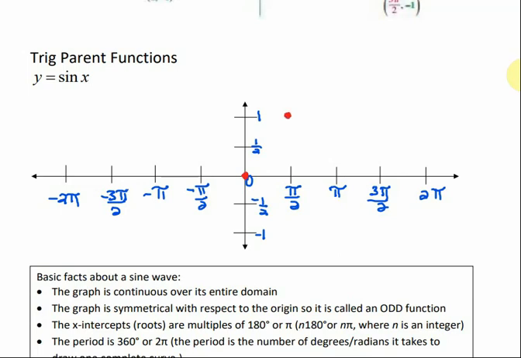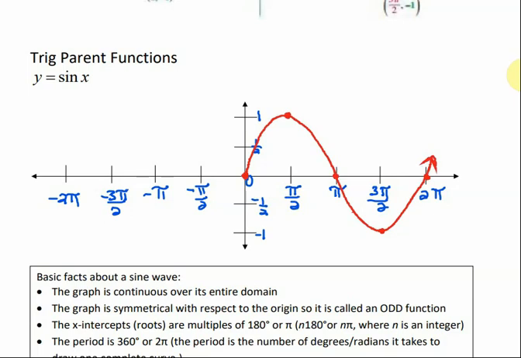And at pi, or 180 degrees, it goes back to 0. Then at 3 pi over 2, it's at -1. And at 2 pi, we go back to 0. So if we connect our curve, and these are not pointy peaks, they're curves, and we put arrows at the end because it continues, we can go back this other way.